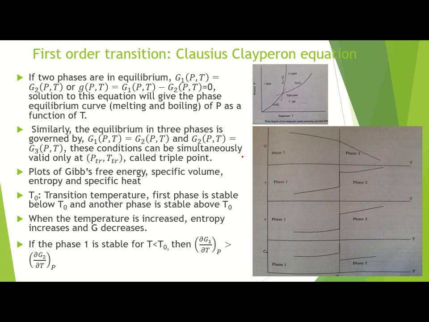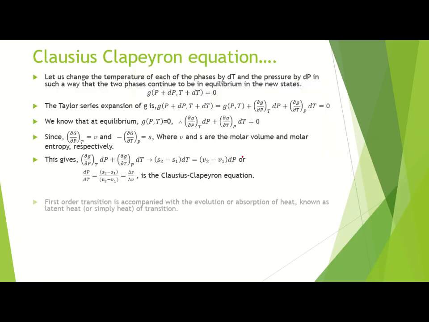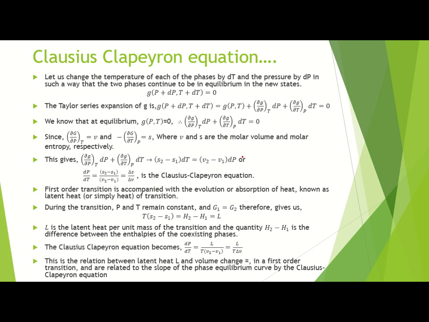Okay, so let's continue this, and I need that particular figure, so I will just go to that figure. Now we are going to find out the values of pressure and temperature at which the small g becomes 0. Small g means the difference between the Gibbs free energies between phase 1 and phase 2, or it can be phase 2 and phase 3 or phase 1 and phase 3. So we have to find out at what value of pressure and temperature we will have G1 equal to G2, that is small g equal to 0.